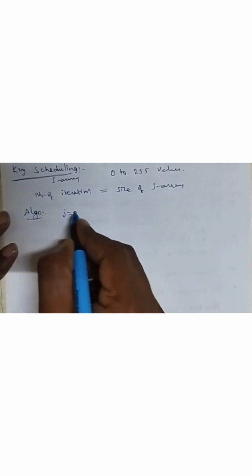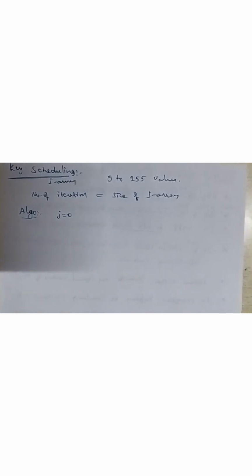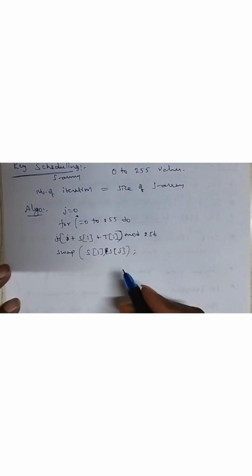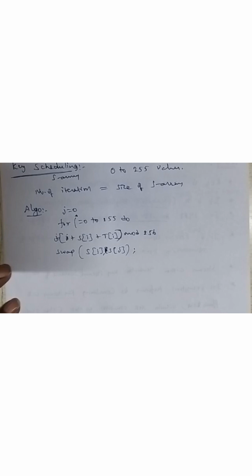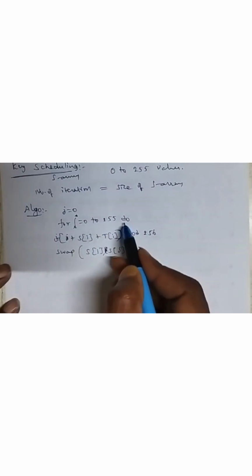Okay, here we have an algorithm. What is the algorithm here? J equals to 0. For time being, I am writing this algorithm first, then I will explain. This is the algorithm for key scheduling. Here we need to take an S array equal to values 0 to 255. The number of iterations equals the size of the S array. Here I am taking j equals to 0 for i equals to 0 to 255. It means we have to run 255 iterations.